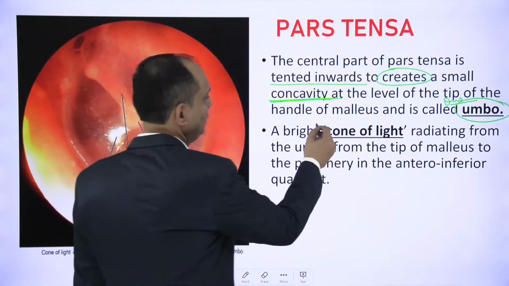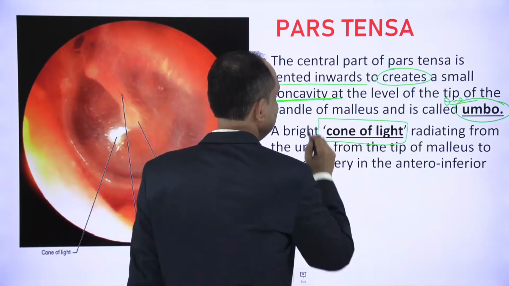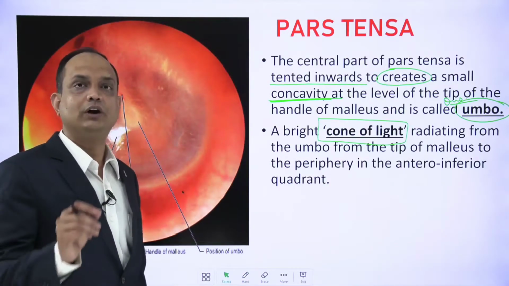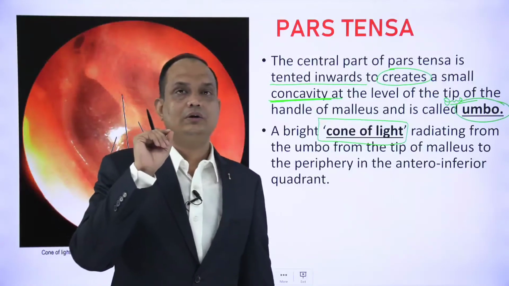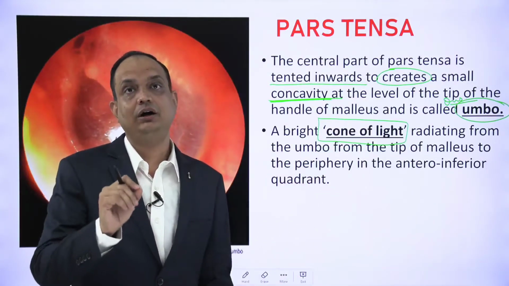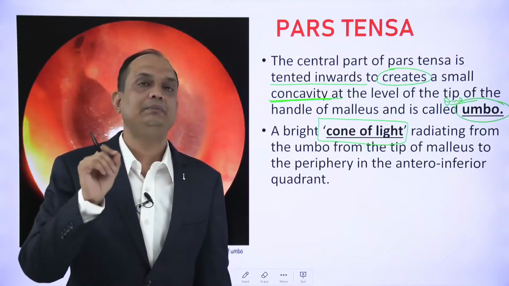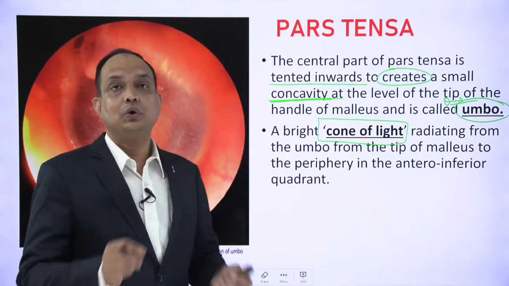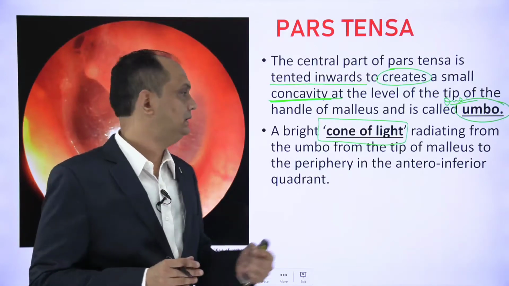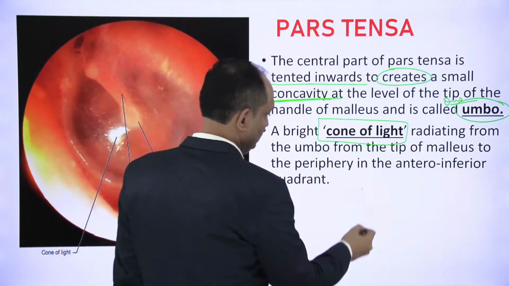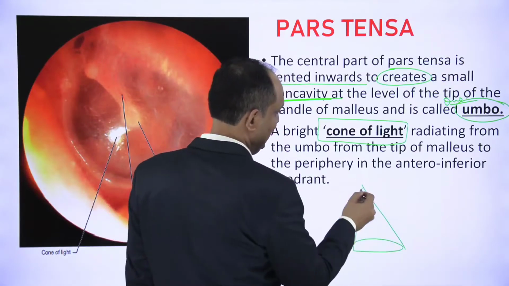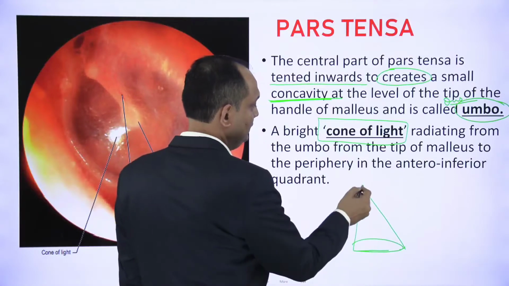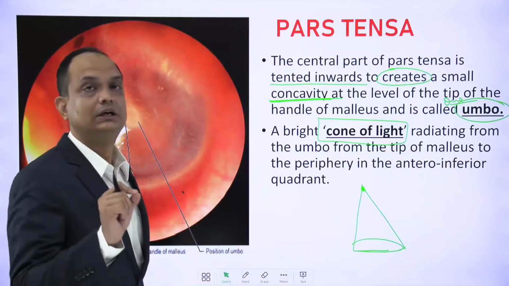Now, there is one more question about this, and the feature is the cone of light. What is the cone of light? When you put light on a living person's tympanic membrane, what will happen? A cone appears from the umbo. Now, this is the cone. When you have a cone, you have an apex and a base, and the apex of this cone starts from the umbo.